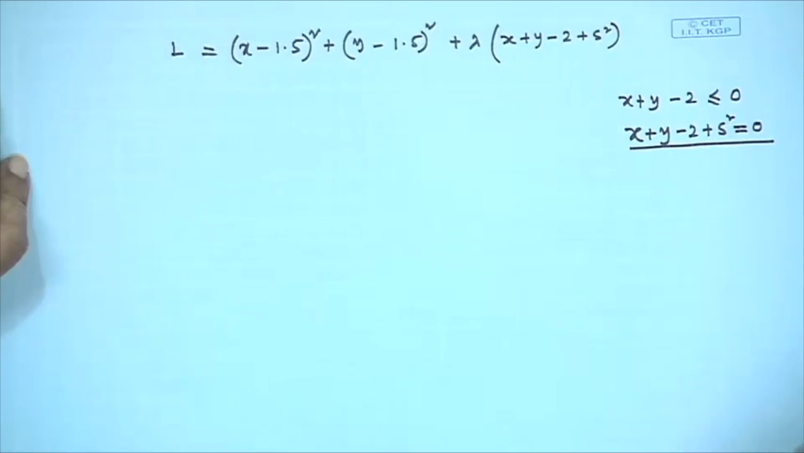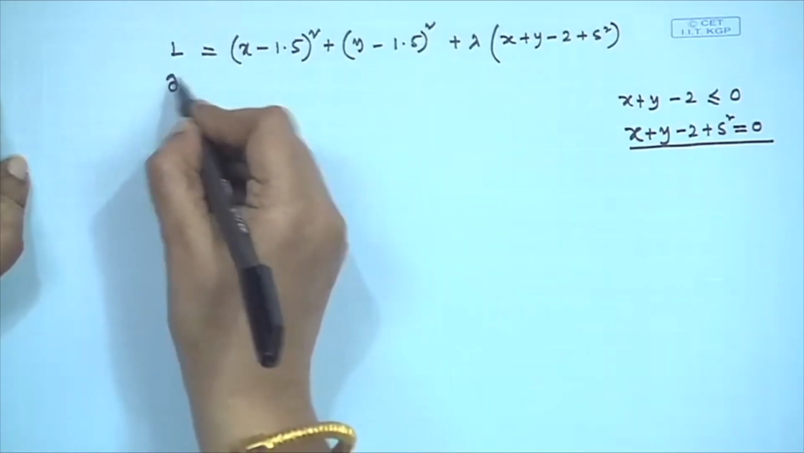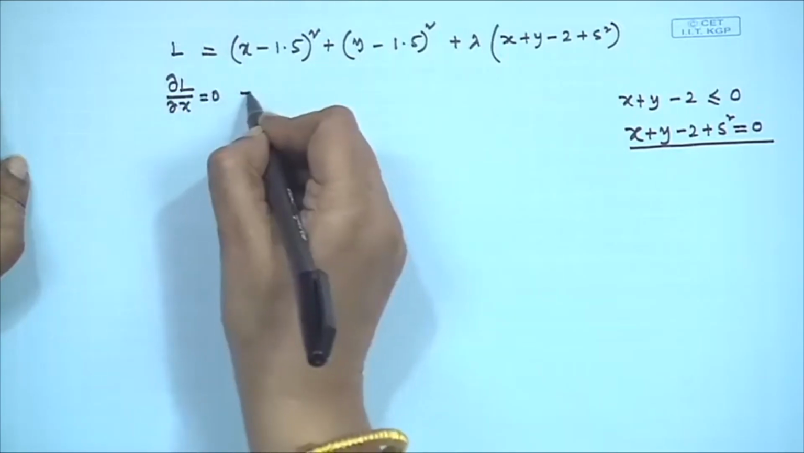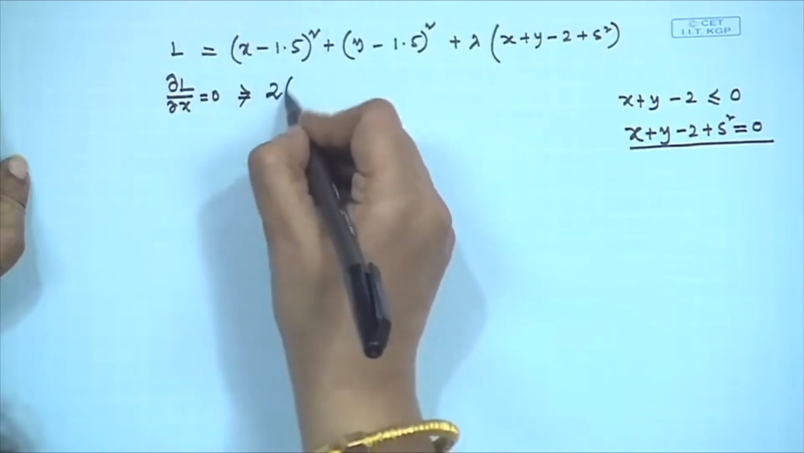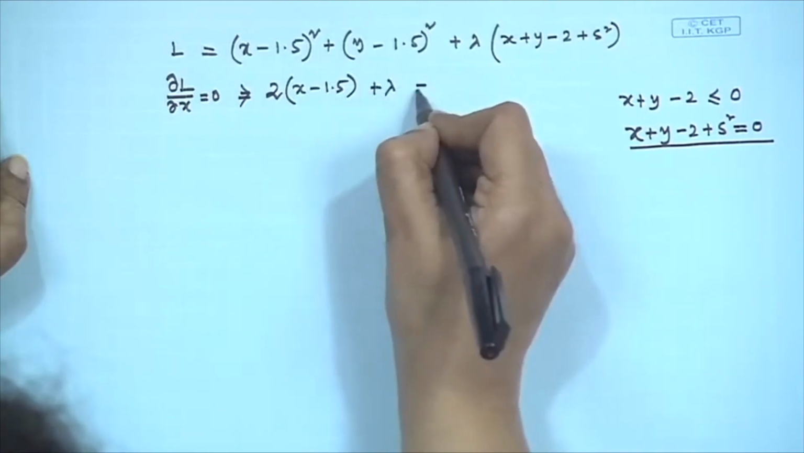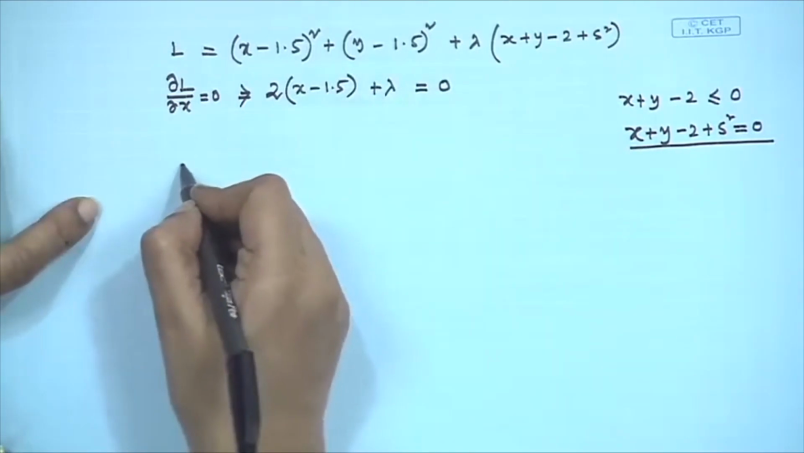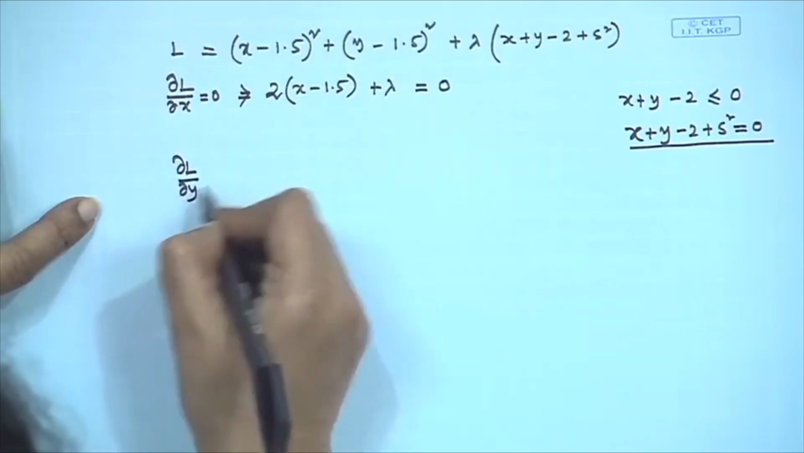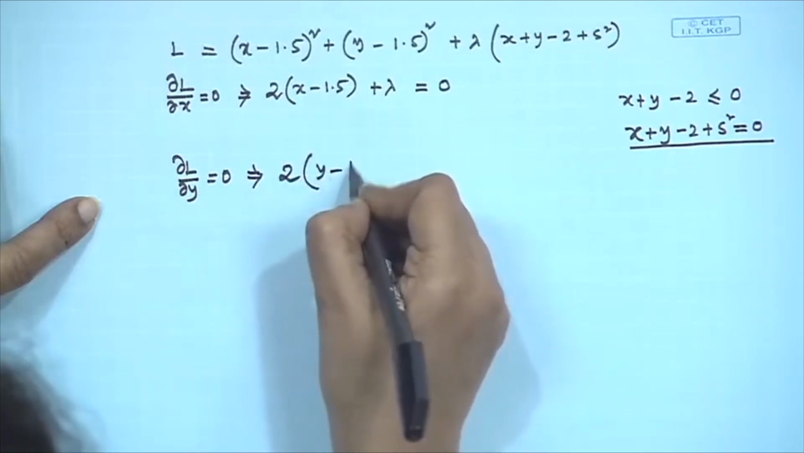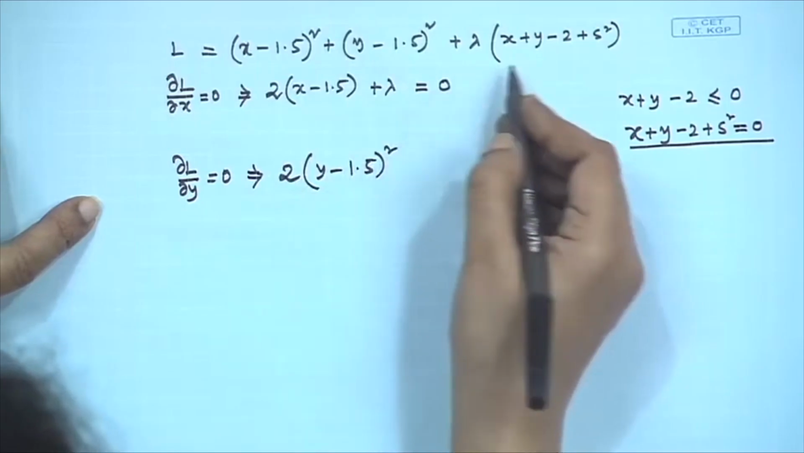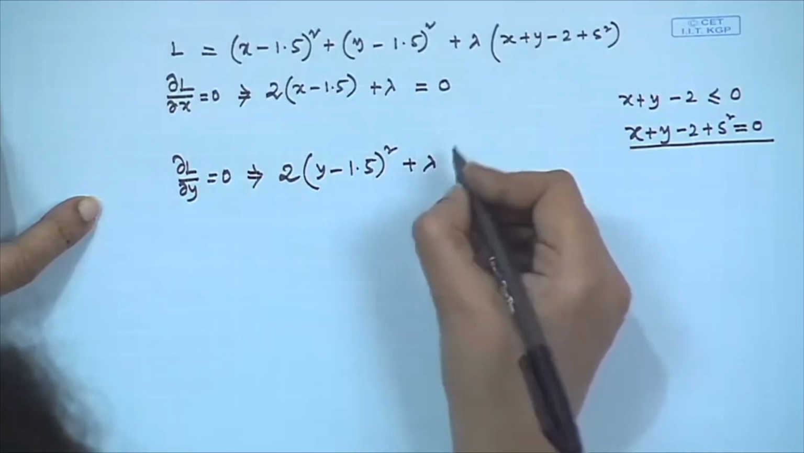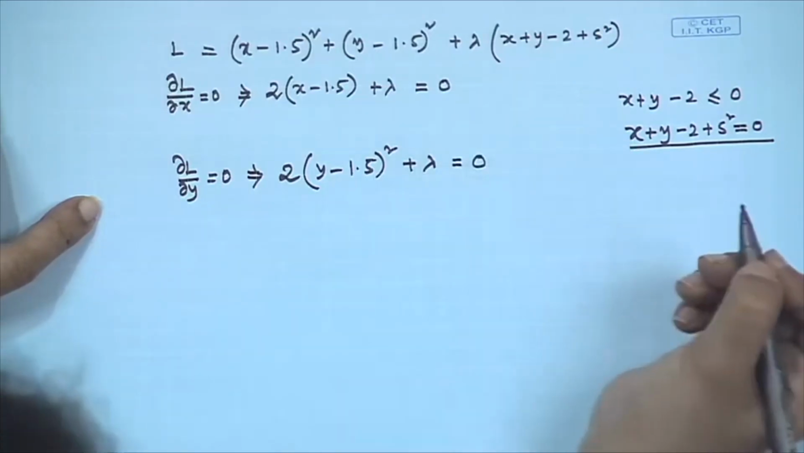Now, from here, if we consider the optimality condition, del L by del x must be equal to 0, then we get 2 into (x minus 0.5) plus lambda equal to 0. The other optimality condition, del L by del y equal to 0, gives 2 into (y minus 1.5) plus lambda equal to 0.